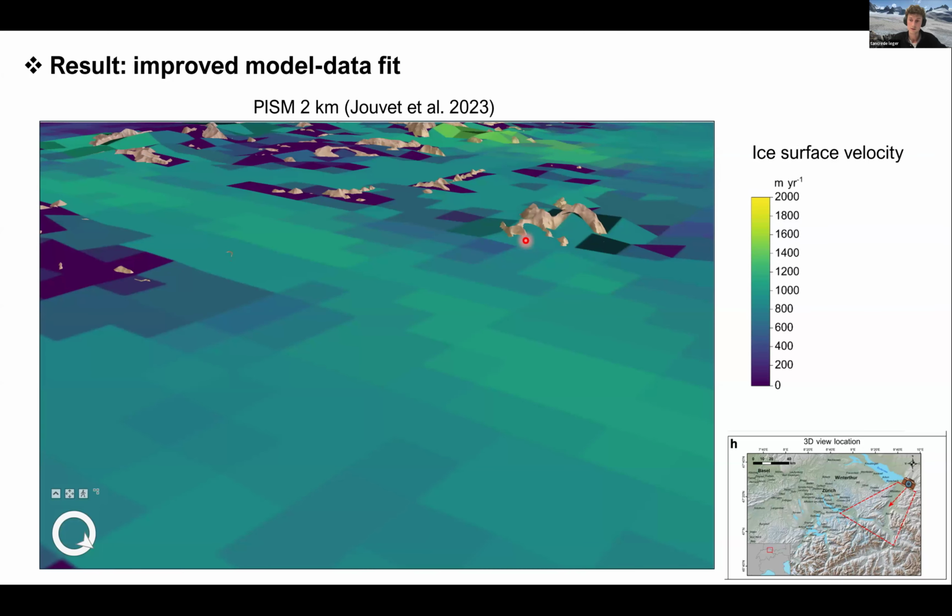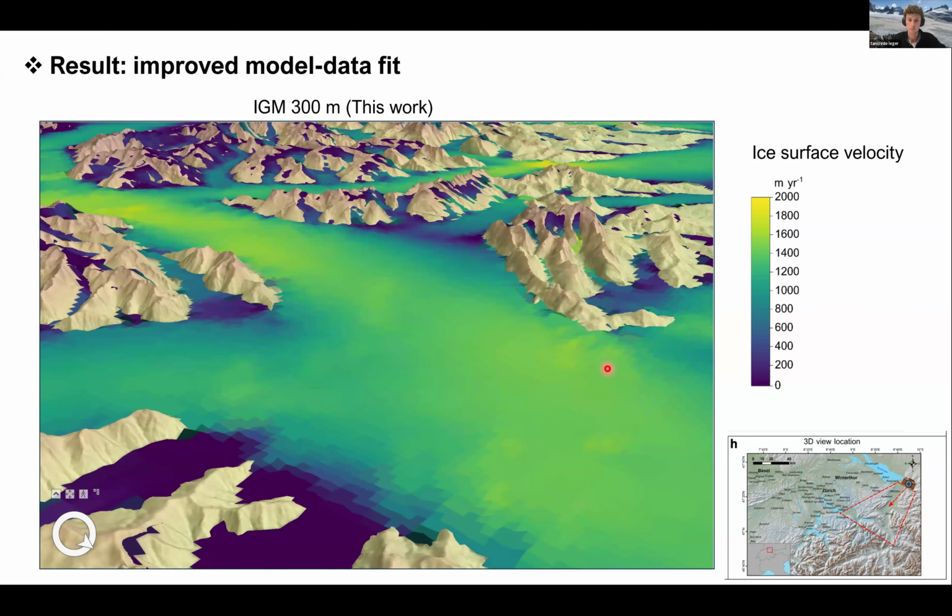We can also look at the ice surface velocity. Same place, PISM at 2 kilometers looks like this. You have a little bit more acceleration in the center here in this main valley, but it's not super obvious. If you switch to 300 meters, you end up with this, so much faster ice flow. This is not surprising. Now we have much more highly resolved topography, so we modeled at much higher resolution, which means that we have ice that is constrained into deeper, narrower valleys with steeper sidewalls.